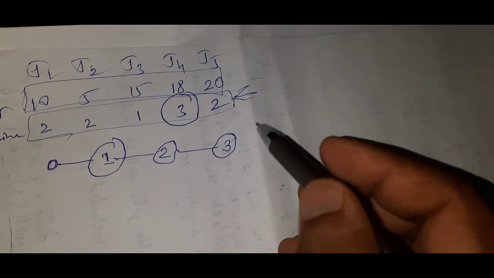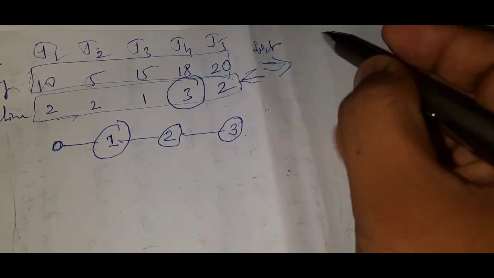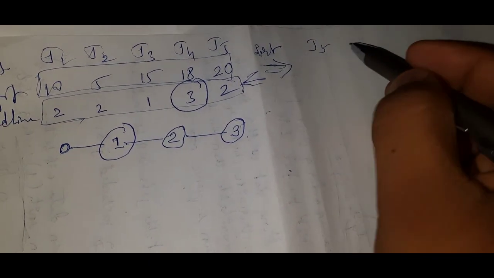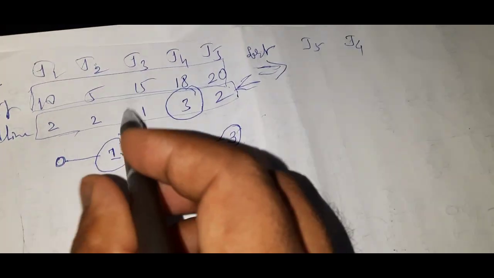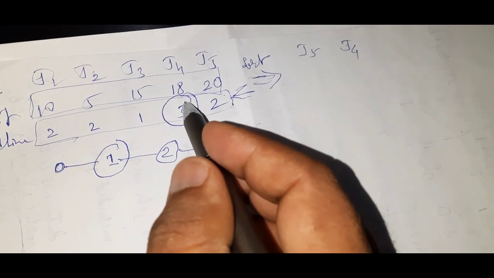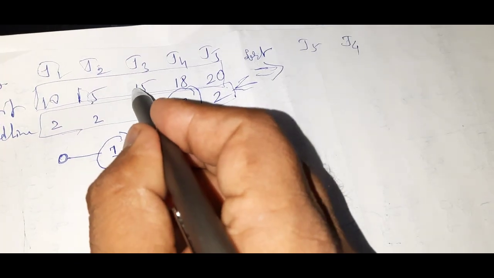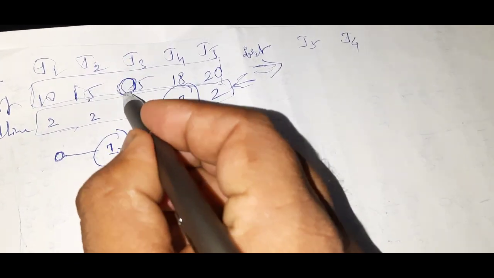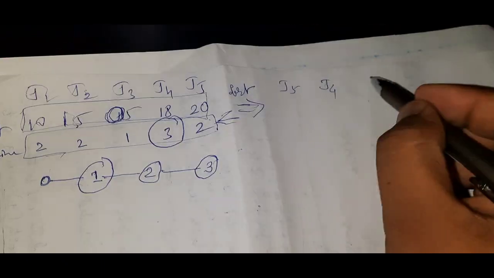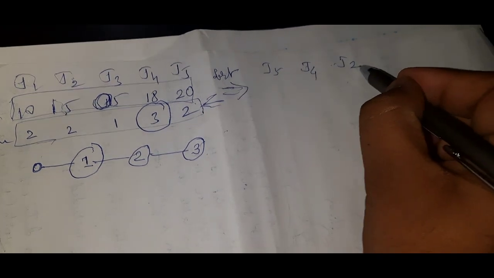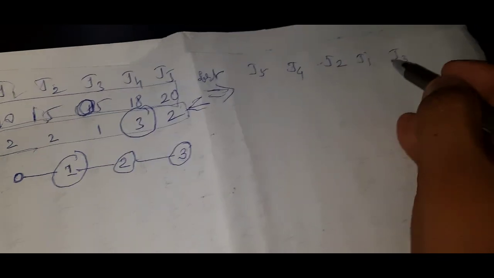Sort them first. Now which will come first after sorting? After sorting, I will have first J5, then J4. Instead of this, I think I already wrote it in increasing order, so I'll make this 15 instead, so that you get some ideas and there is no contradiction in this. I'll make this 5. Next highest will be my J2, then my J1, and lastly my J3 job.